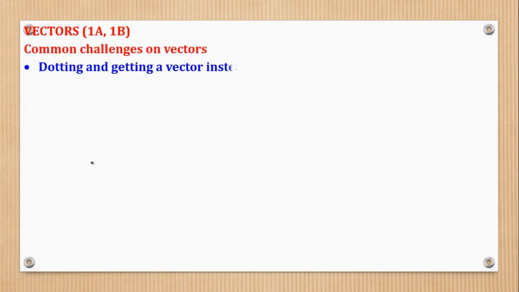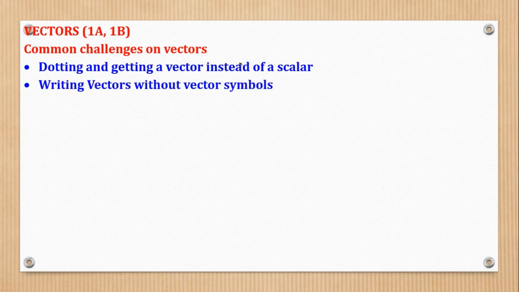For vectors, one question comes in section A, one in section B, and the common challenges are: 1. Dotting and getting a vector instead of a scalar. You should know that when you dot two vectors, what you get must be a scalar. If you write a vector after dotting, then marks have already gone. The next is writing vectors without vector symbols. This is very vital. More common, but students lose marks.